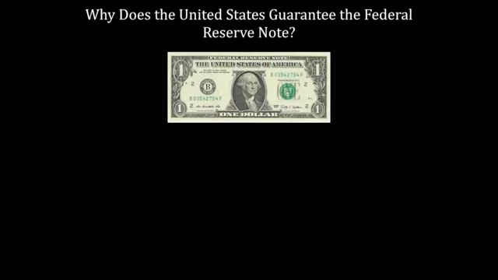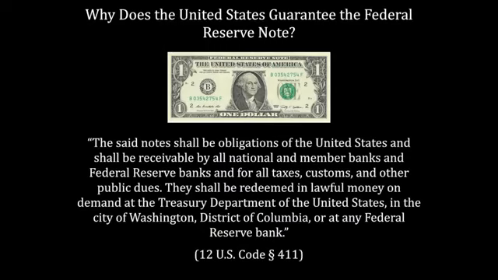Why does the U.S. government guarantee the note? Because it's a law. The U.S. Code states, "The said notes shall be obligations of the United States and shall be receivable by all national and member banks and Federal Reserve banks and for all taxes, customs, and other public dues. They shall be redeemed in lawful money on demand at the Treasury Department of the United States in the City of Washington, District of Columbia, or at any Federal Reserve Bank." Notice that the code says, they shall be redeemed in lawful money on demand.